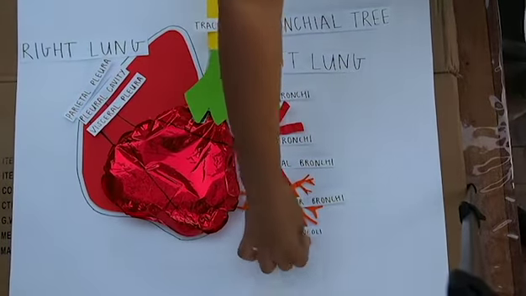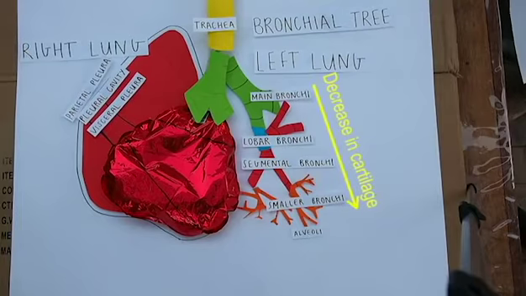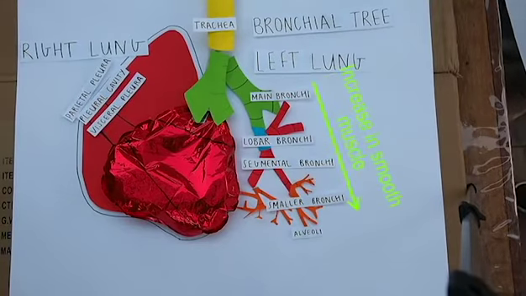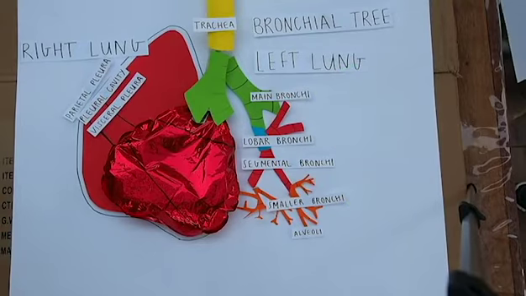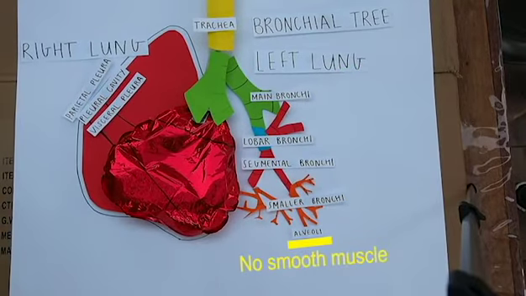With each division, the relative amount of cartilage around the bronchi decreases and the amount of smooth muscle increases, allowing bronchoconstriction and dilation. Notably, there is no smooth muscle lining the alveoli sacs, as the airways must be thin enough for gas exchange to occur.